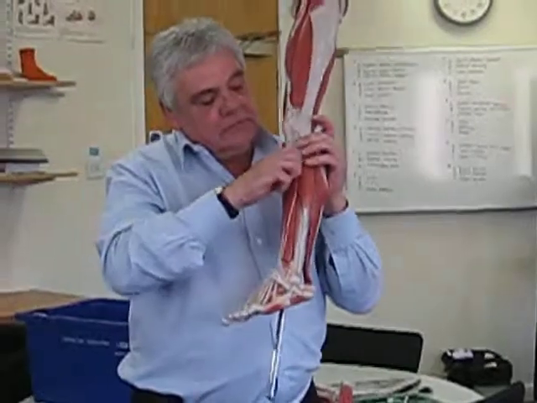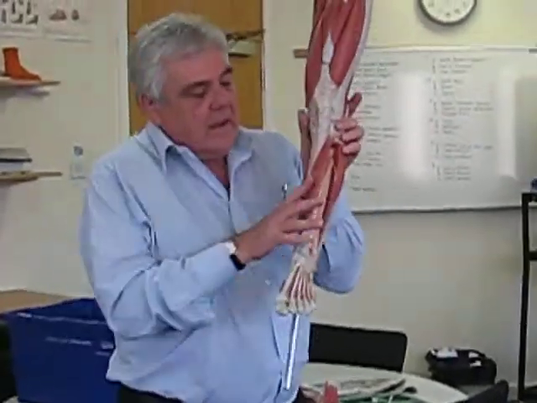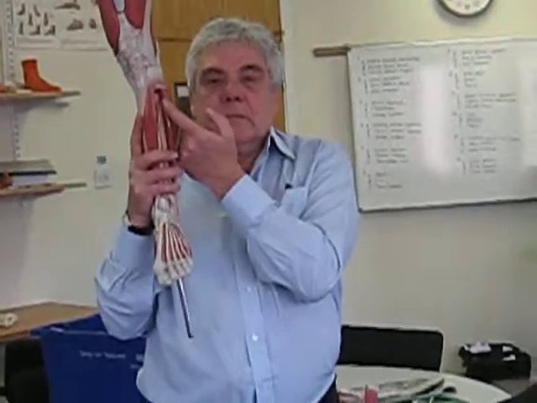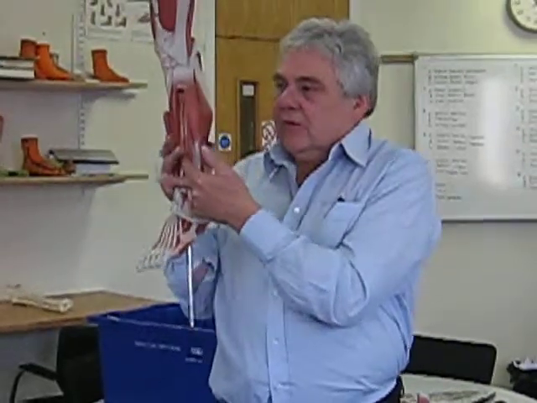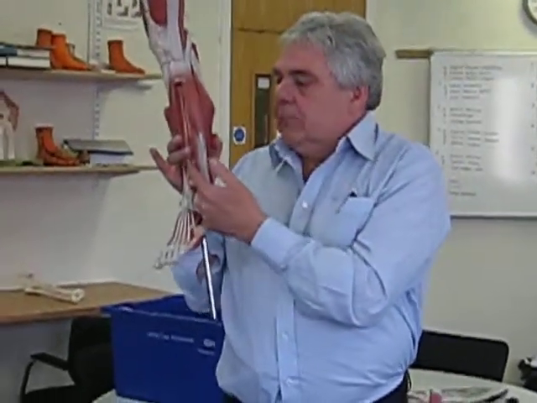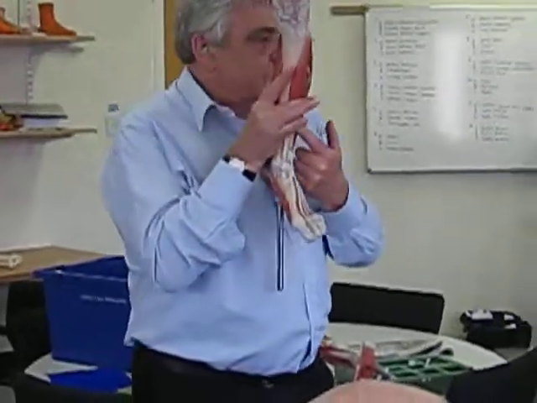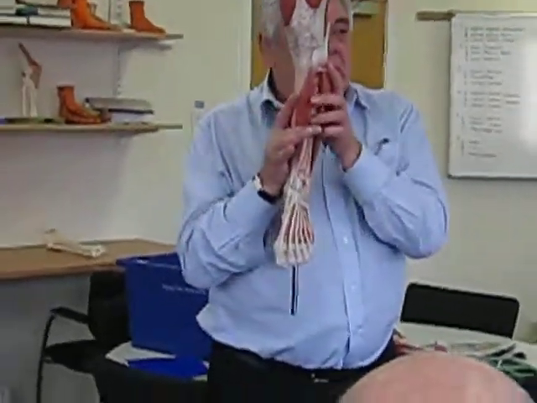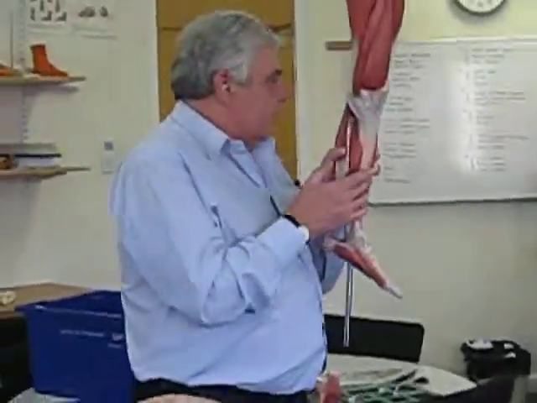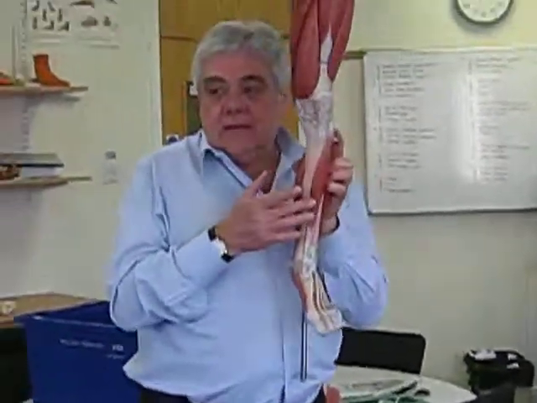The deep peroneal nerve, there is the superficial, making its way towards the surface. The deep peroneal nerve, you can see, descends on the anterior border of the interosseous membrane, and it descends with the anterior tibial artery all the way down the front of the leg. The deep peroneal nerve supplies all the anterior compartment muscles. The superficial peroneal nerve supplies the two peroneal muscles in the lateral compartment of the leg.